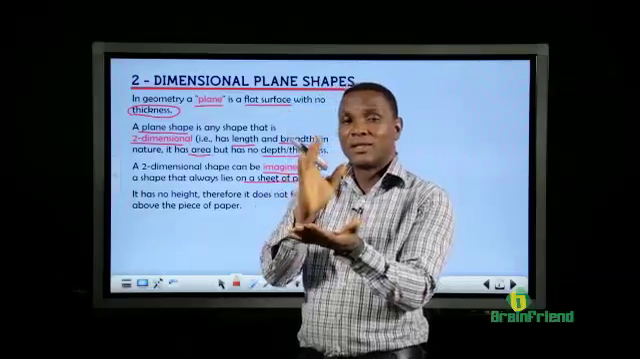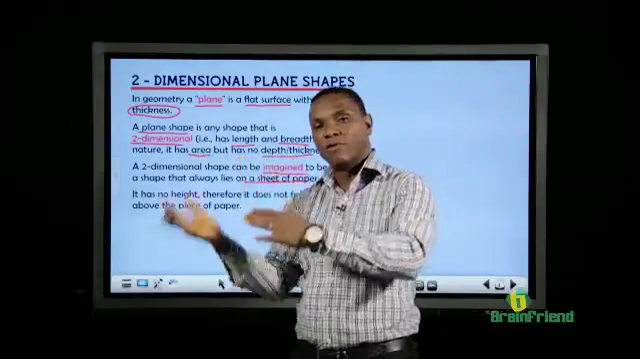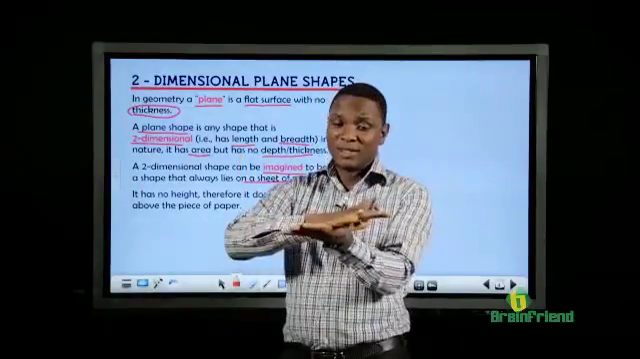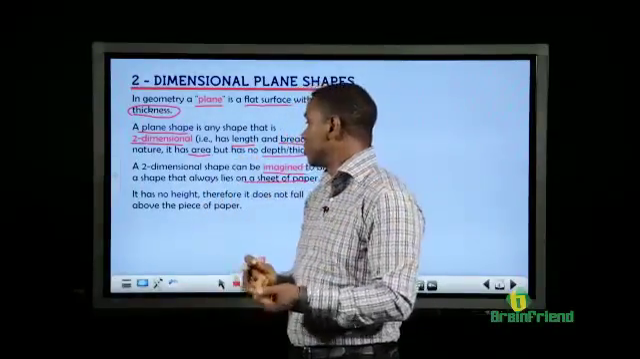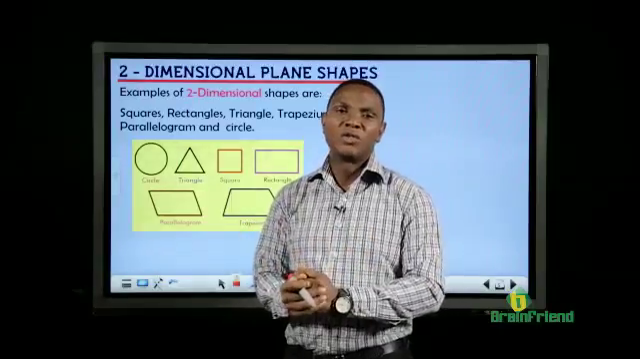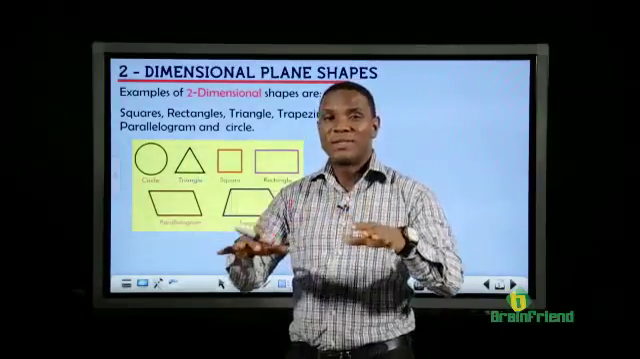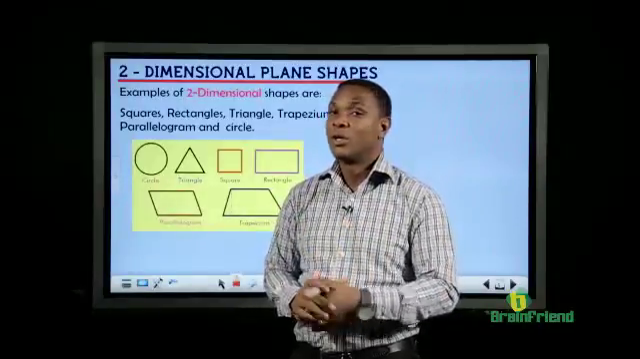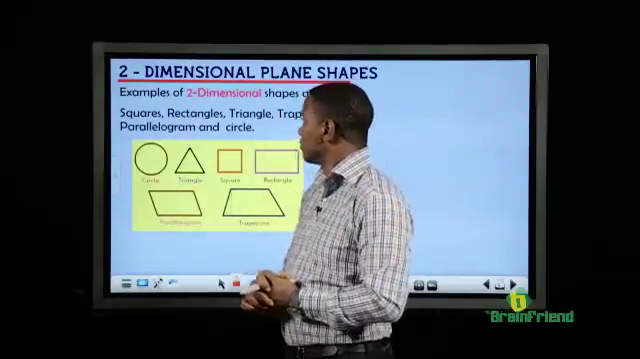If it does not have thickness and it is flat, it means that it cannot fall over, of course. So it exists only on the flat surface of our paper. Now, there are some examples as we will come to learn in geometry. There are various kinds of two-dimensional shapes, but there are some shapes that you will always come across. We're going to learn about some of those shapes.